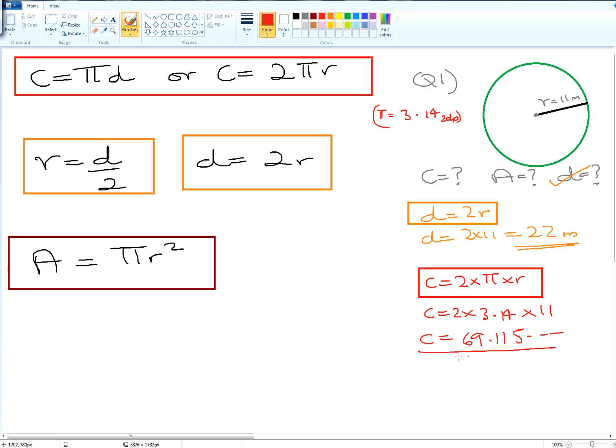69.115... Now you can't give the answer like that. When you give the answer, you've got to give it to a sensible degree of accuracy. Now if the radius is 11 meters, the sensible degree of accuracy will be 1 decimal place.